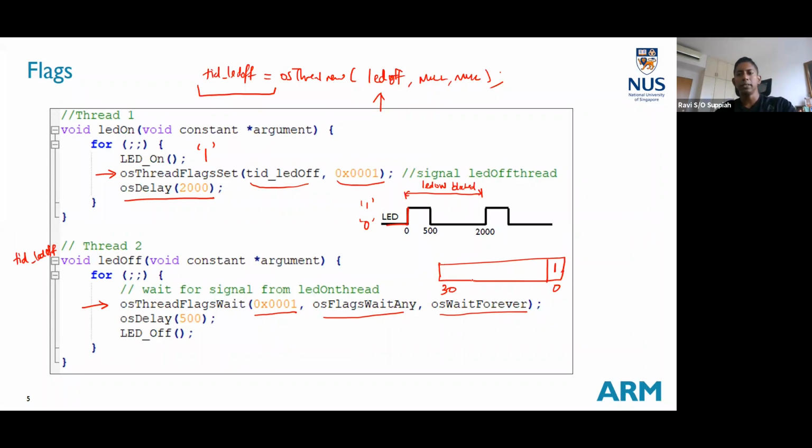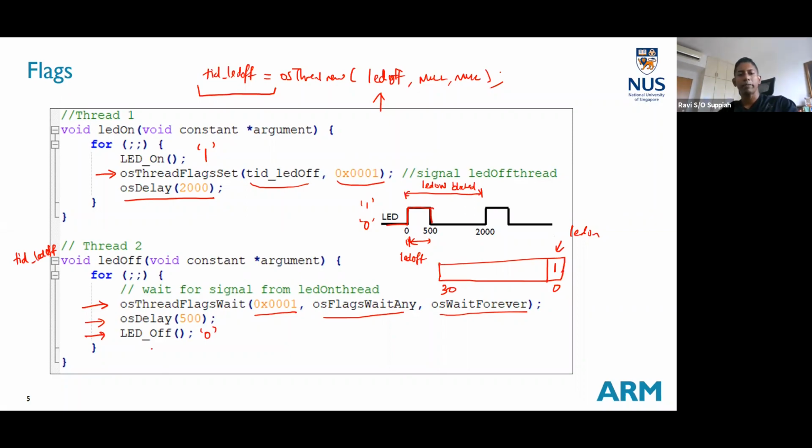Since this flag was already set by LED on, when I call thread flags wait the very first time, the flag has already been set. So I do not need to wait or go to any block state. I straight away call OS delay for 500. Once this LED off task starts to run, it goes to a wait for 500 milliseconds. Once the delay is complete, it will call LED off, which brings the logic back to 0.